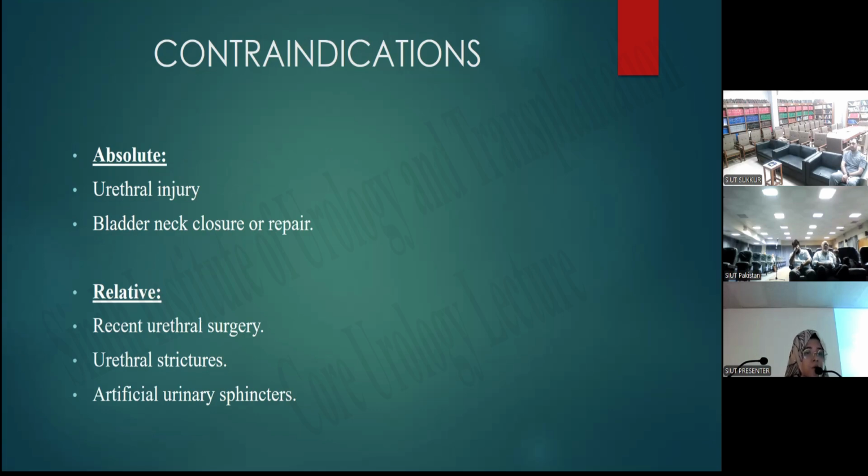The contraindications are divided into absolute and relative ones. In the absolute contraindications, perurethral catheterization should be avoided in cases of urethral injury, bladder neck closure, or repair. In the relative contraindications are recent urethral surgery, urethral strictures, and artificial urinary sphincter. In these cases, perurethral catheterization should be avoided.